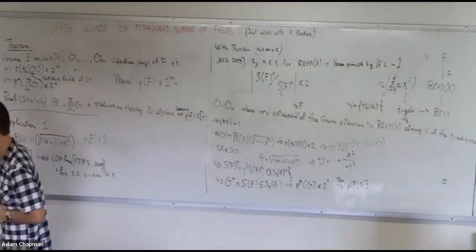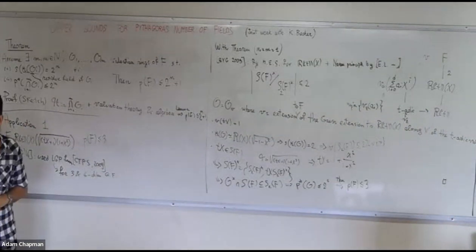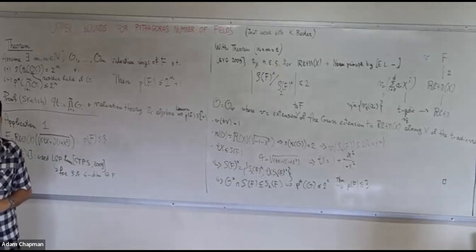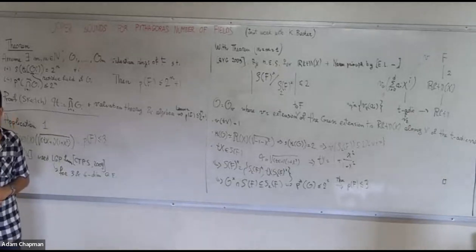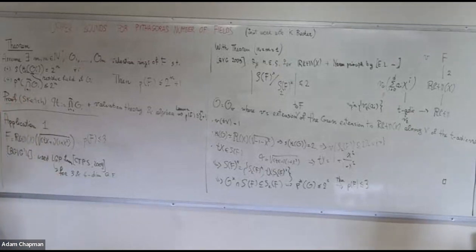Is the Pythagoras number determined by the cohomology? Right, by the cohomology? There are relationships. If you know the cohomology, then you can tell the Pythagoras number. I don't think in general you need... I don't think in general, but in some cases there is a strong relation.